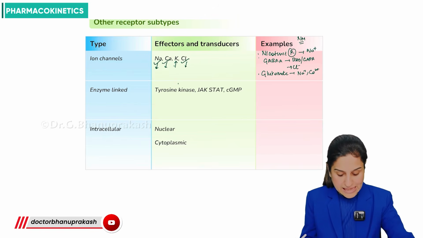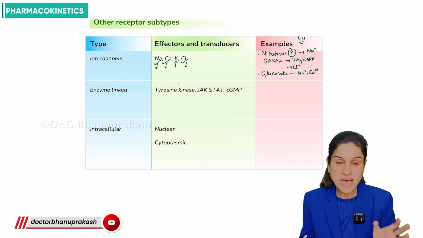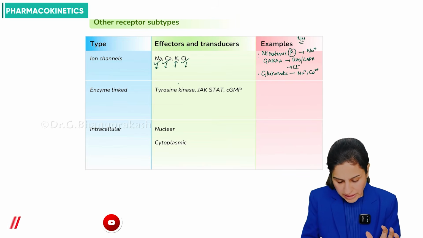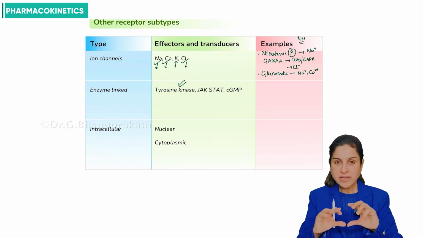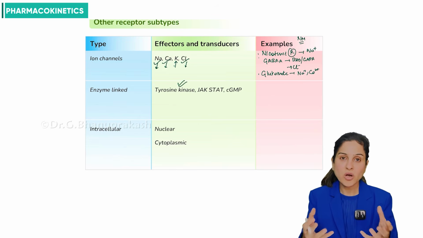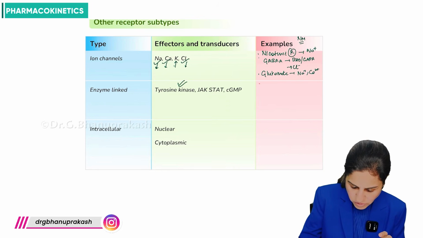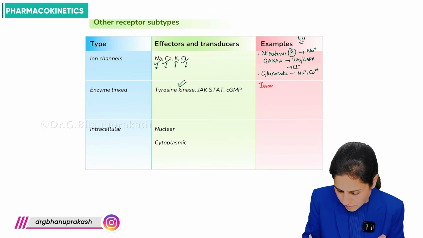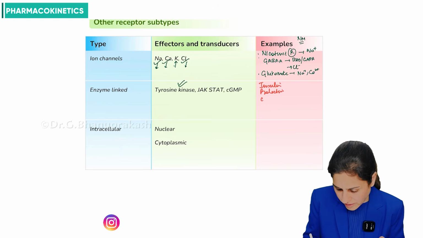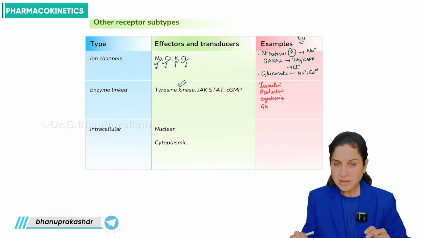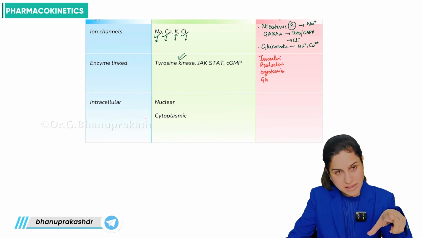Then we have the enzyme linked receptors: tyrosine kinase, JAK-STAT, cyclic GMP, all these kinds of enzymes. In the tyrosine kinase, the enzyme is linked, while in JAK-STAT it is not linked, it is separate. So what are the important examples here that we should know about? One is insulin, one is prolactin, whereas all the cytokines are important, growth hormone, right? So these are the examples of the enzyme linked receptors.